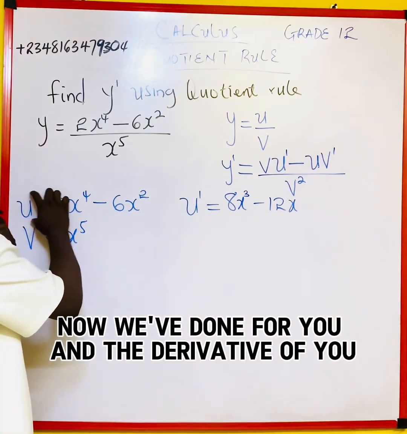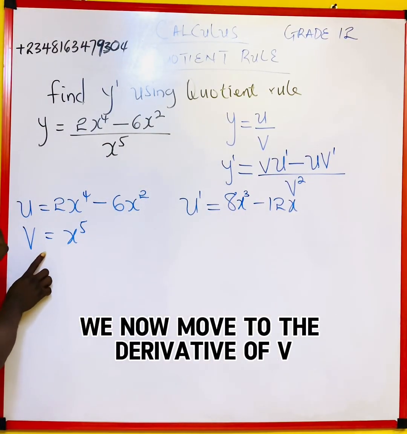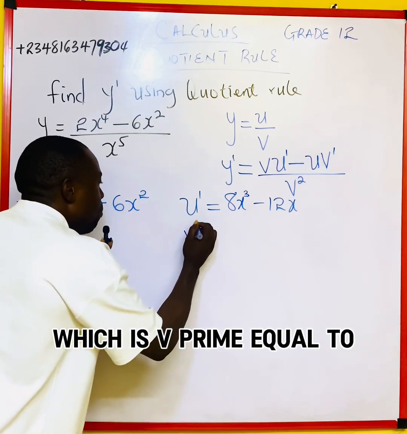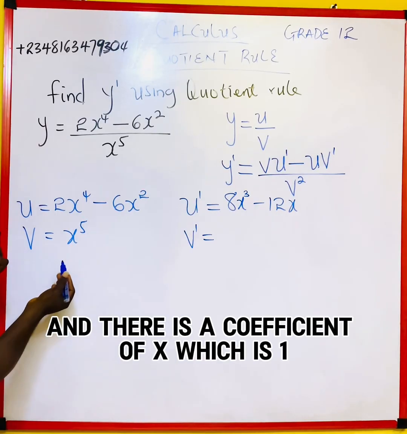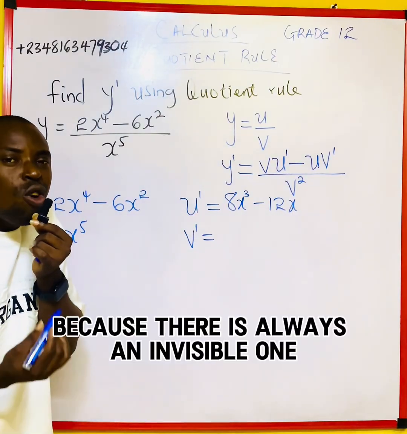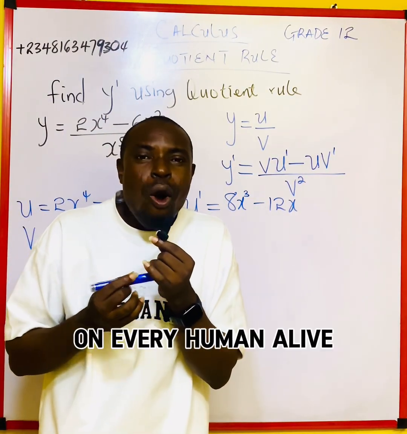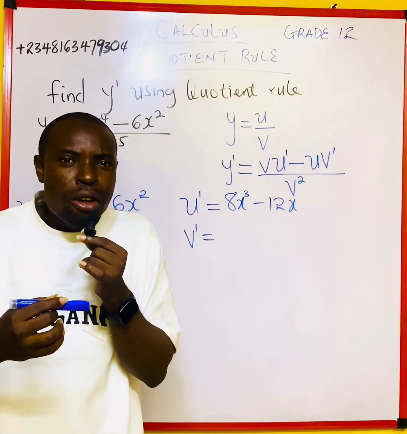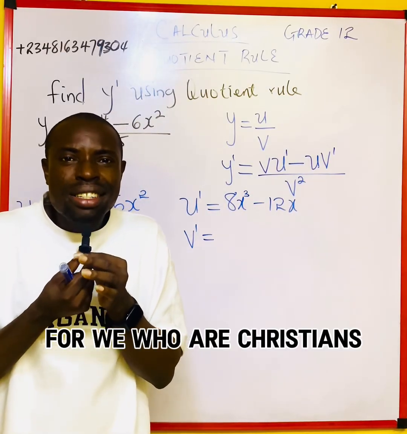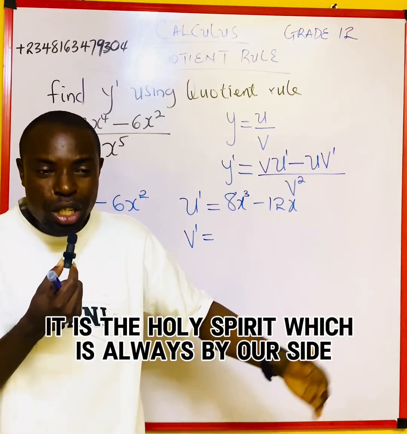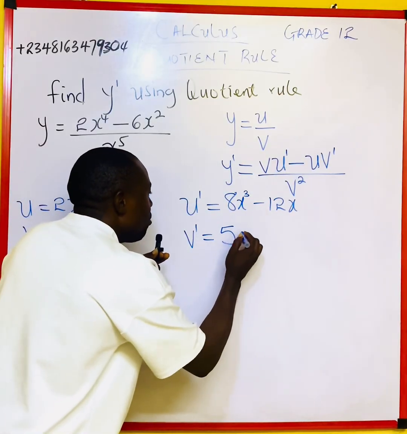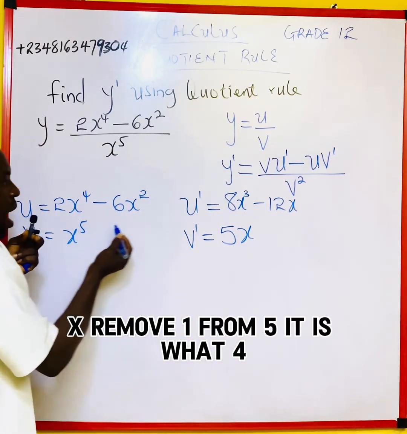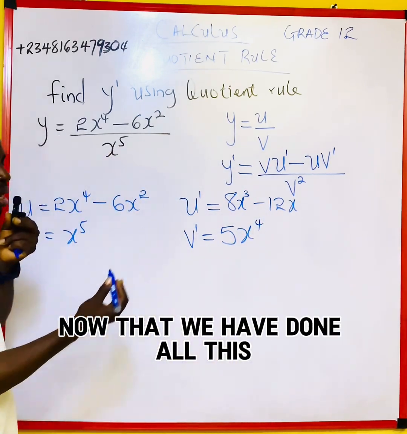Now, we've done u and the derivative of u. We now move to the derivative of v, which is v prime equal to, there is a power of x which is 5, and there is a coefficient of x which is 1, which we do not write because there is always an invisible 1 on every human alive. For we who are Christians, it is the Holy Spirit which is always by our side. So 5 multiplied by 1 is 5x. Remove 1 from 5, it is what? 4. Now that we have done all this, it is actually very simple.